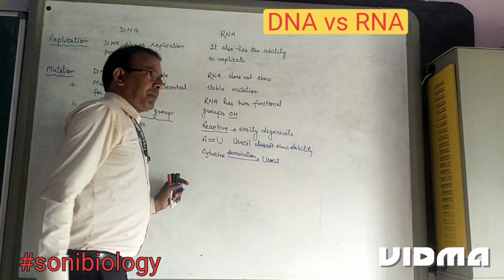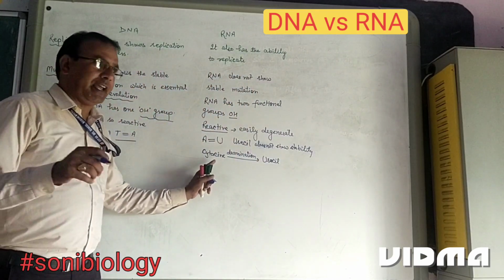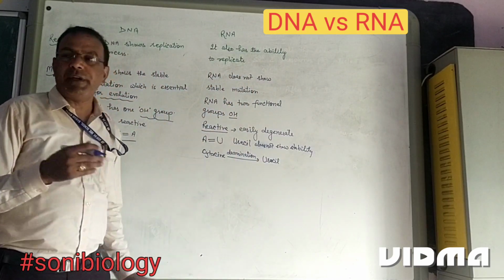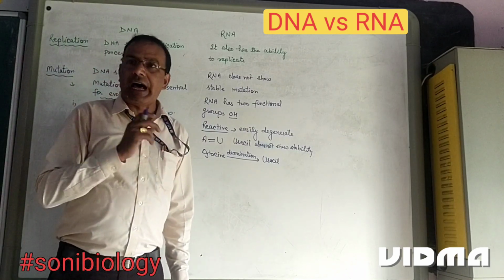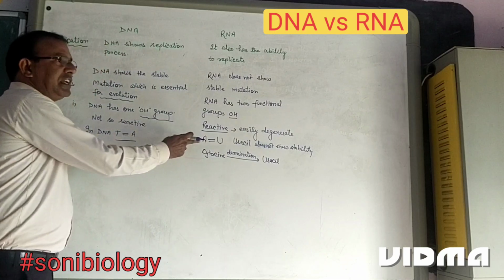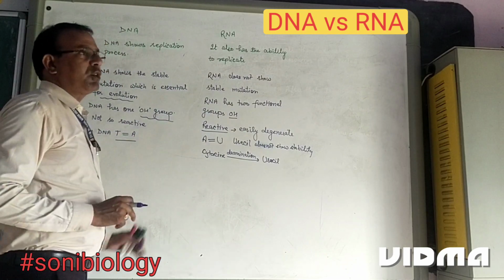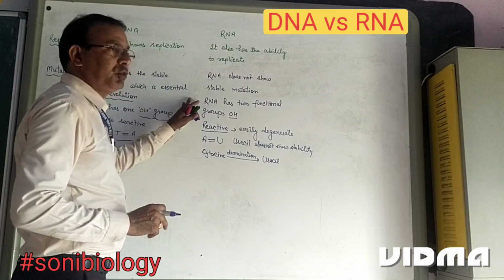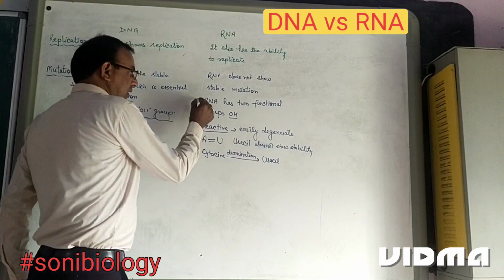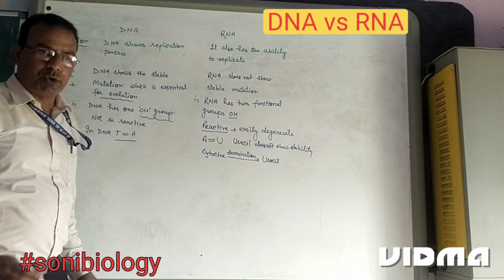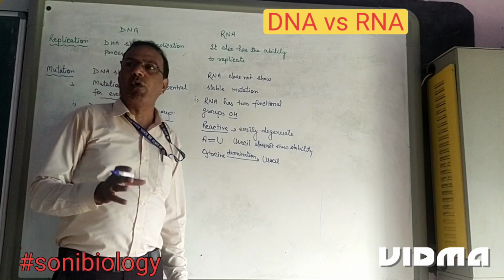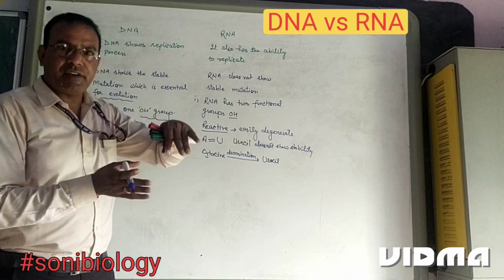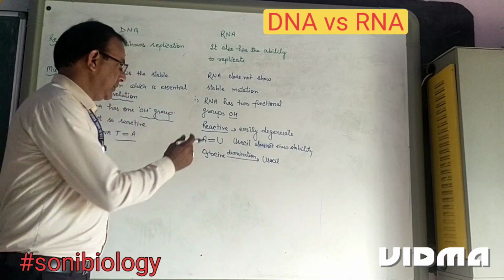So the percentage amount of cytosine in DNA may be reduced in the nitrogen base, which may cause mutation, large scale mutation. So the RNA is not stable. Why does the RNA show mutation? This is the first reason. RNA has two functional groups, and we know that the compound which has more functional groups is more reactive. More reactive compounds easily degenerate.